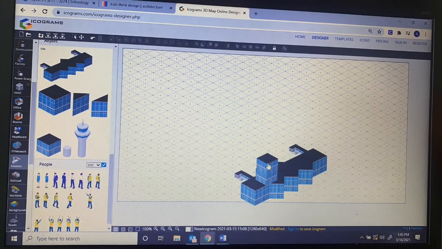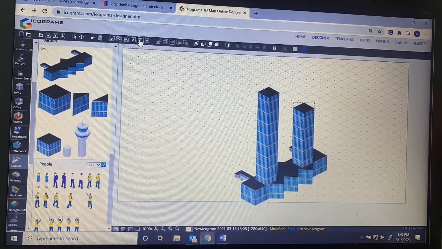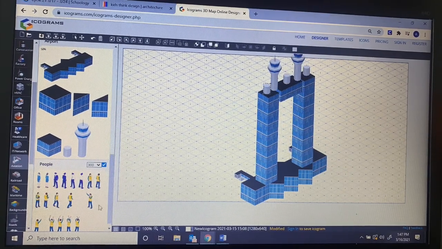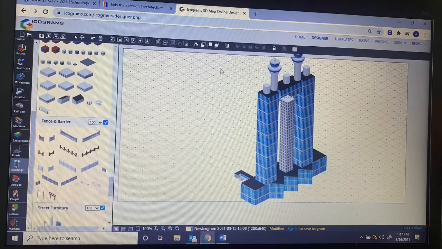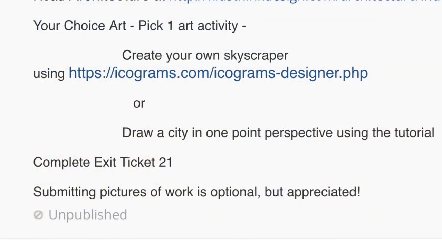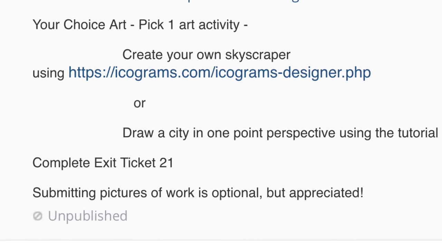The second option is to use icograms and to build a skyscraper. There's many different options for types of buildings that you could stack on top and design your own skyscraper. Pick choice 1 or 2 and don't forget to do your exit ticket.